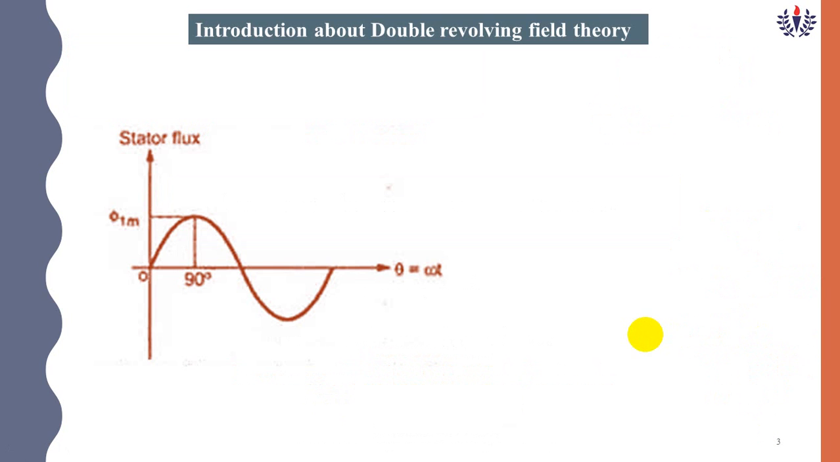Now we will see the introduction to double revolving field theory. In this diagram, the y-axis is the flux magnitude, and the x-axis is theta. Theta means angular rotation, where theta equals omega t, theta is an angle, and omega is 2 pi f, where f is the supply frequency.